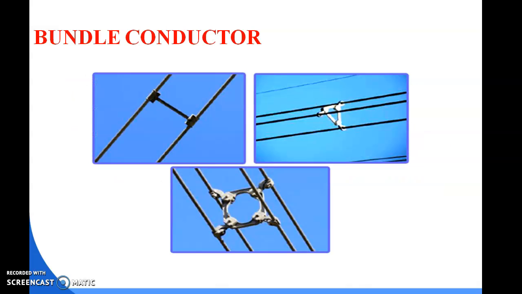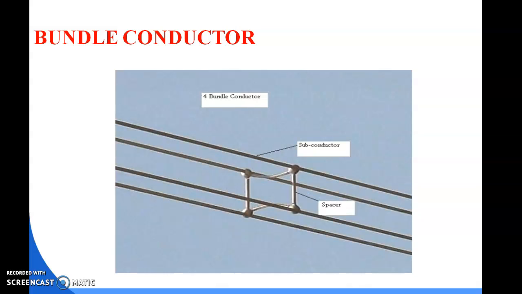Okay, see the diagram. Here the bundle conductor is there. First it is two subconductors, then 3, another is 4. This is known as the bundle conductor configuration. Okay, 2, 3, 4, these are the configurations of our bundle conductor. See the transmission line, a 4-bundle conductor, with 4 subconductors here. The spacer is the space between the two conductors, that is called the spacer. Okay, so clear about the bundle conductors?